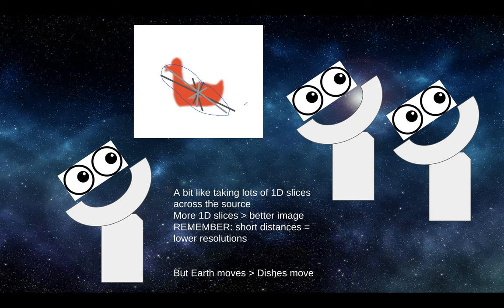Each telescope pair is taking a one-dimensional slice across the sky because it's sensitive to a single part of the sky. And if you have lots of them together, you can add them all up and create a radio image out of this. I think it's fairly simple. And that's how you actually create these very long baseline interferometry images.